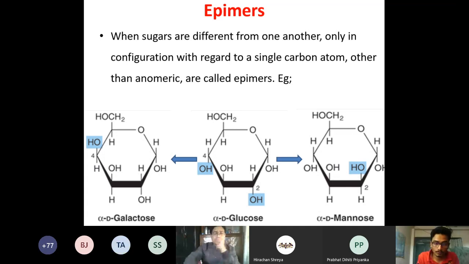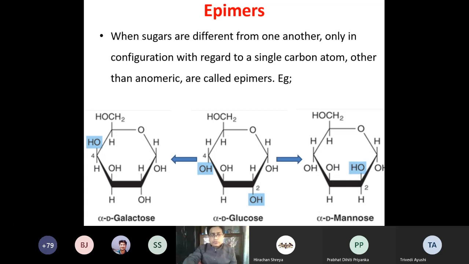We're talking about the epimers. When two sugars differ from one another only in configuration with regard to a single carbon atom, but that single carbon atom has to be other than the anomeric carbon. We'll talk about the anomeric carbon later on. When sugars differ from one another only in configuration with regard to a single carbon atom, they are called epimers. Let's forget about this exception other than anomeric for now.